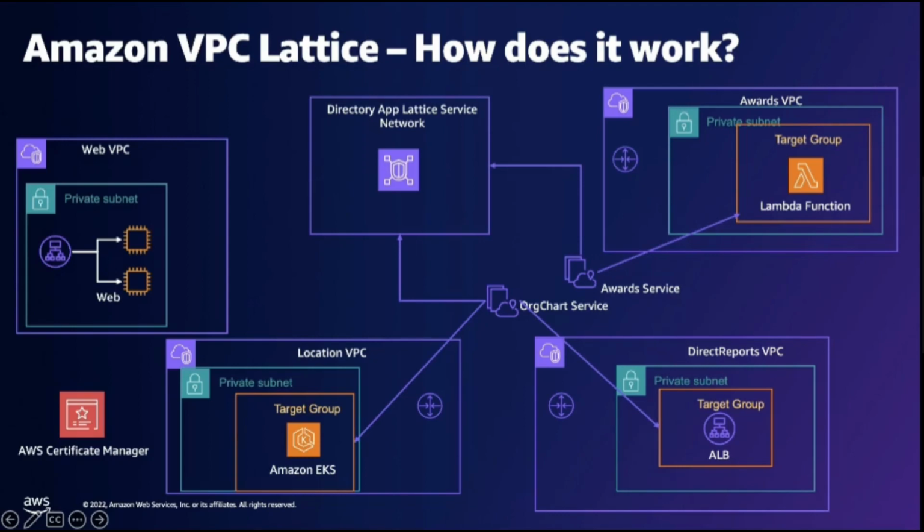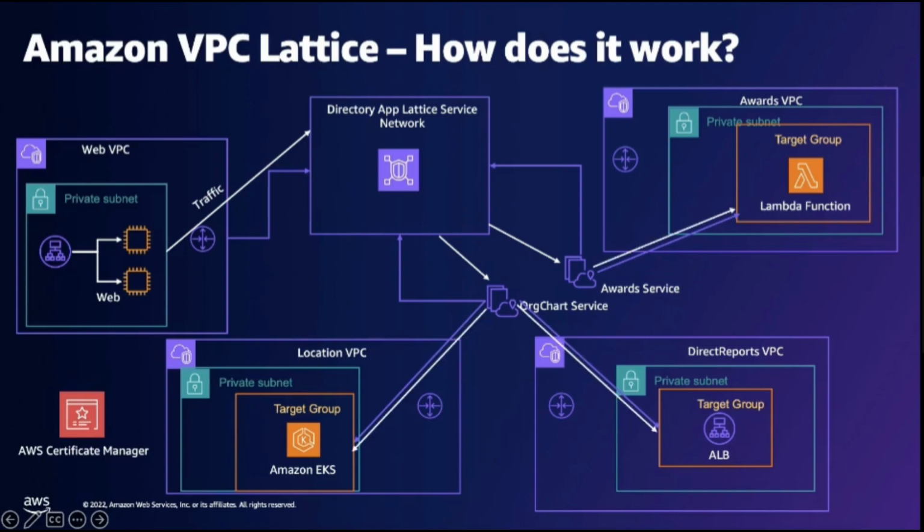But before that can happen, we have to associate the award service and the org chart service with the VPC Lattice network. And of course, we have to make sure that our employee directory app is also associated with that service. Once that happens, we can have traffic flow through to the microservices using VPC Lattice. The services that we've created, and the rules within those services, will then be used to evaluate how to handle the traffic.